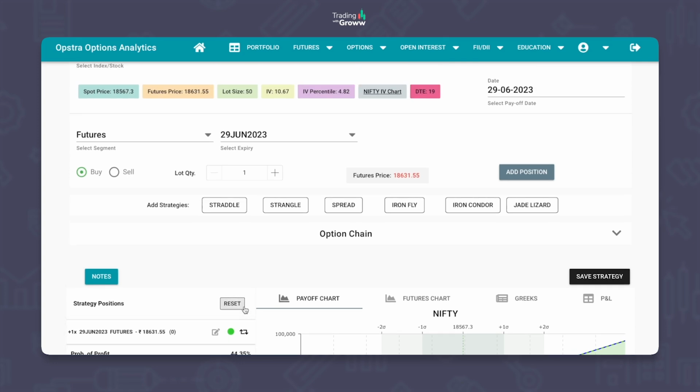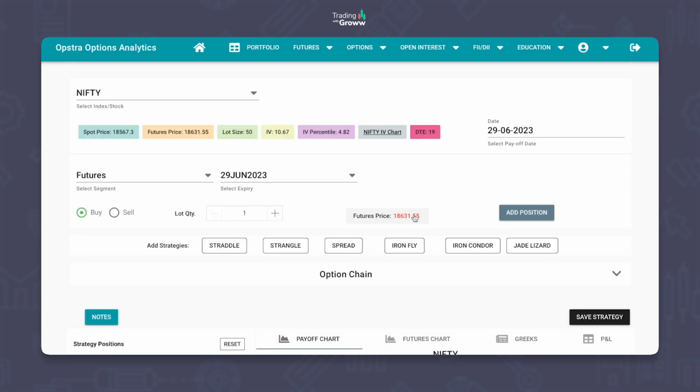So now, how do I use options as a hedge, and how do I protect this trade? Currently the futures price is 18,631, so we are going long at around this price level. In order to have a hedge, I'm buying 200 points away put options here. So I go and select options. Instead of 18,600, I'll buy the 18,400 put option, which is trading at approximately 82 rupees.